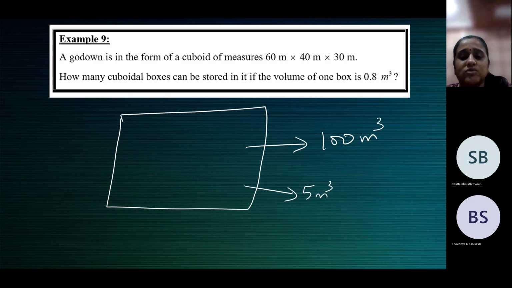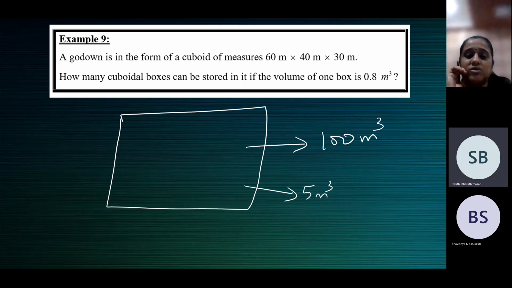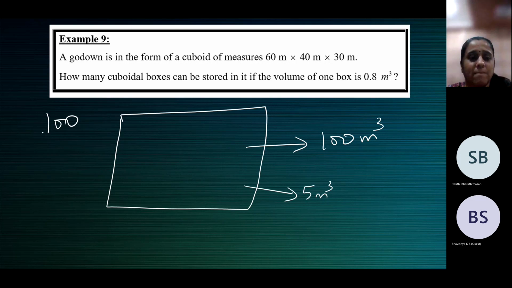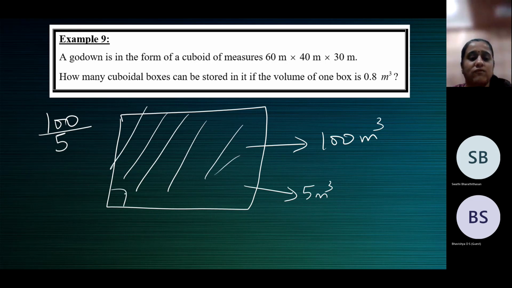So how many boxes can you store, children? The total volume available is 100 meter cubed. The volume occupied by one box is 5 meter cubed. So how many boxes can be stored in the godown? Not only on the floor, you can stack it up. How many? 20. So basically it is the total volume of the godown divided by the volume of one box. So you can store 20 boxes.